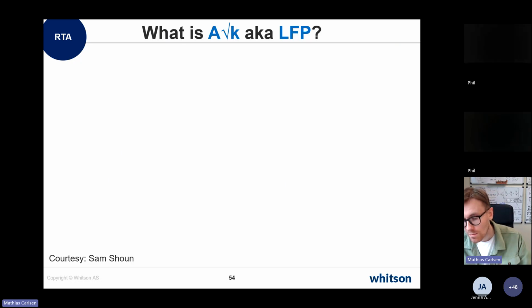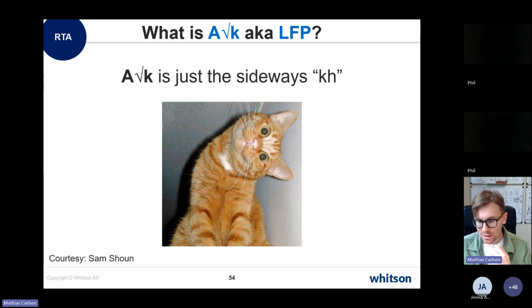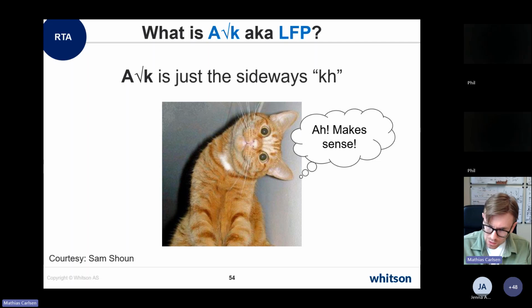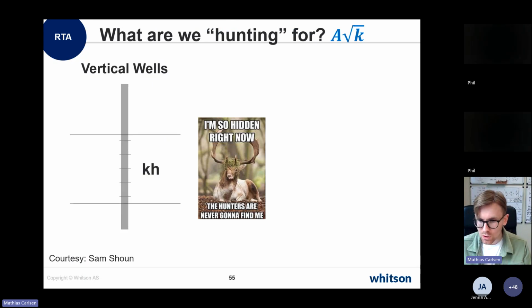And what is A root K? Well, if you have done a lot of conventional wells before, I don't know if you remember back to school, they would talk about KH. What is the KH of the well? It was something that was very important, I remember back then. And you can think about A root K as kind of just a sideways KH. So instead of hunting for KH, where a larger KH would be beneficial, we're hunting for a larger A root K.